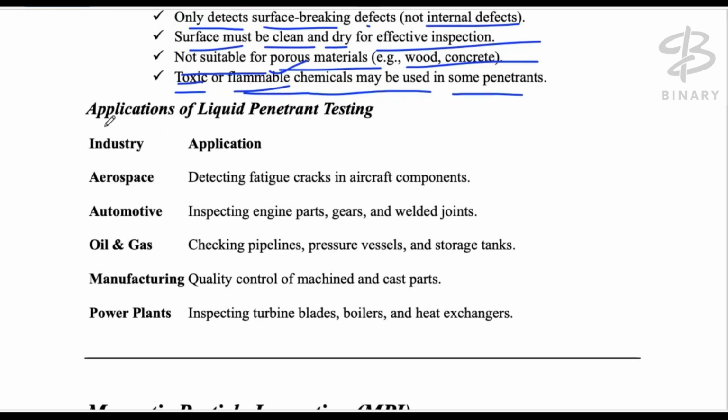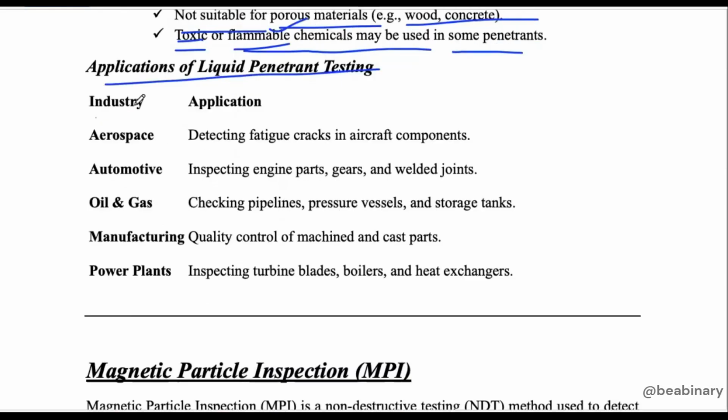Applications of liquid penetrant testing. The industries and applications include aerospace, automotive, oil and gas, manufacturing, and power plants. As you can see, wherever surface defects are required to be checked, there we can use this kind of test or technique.